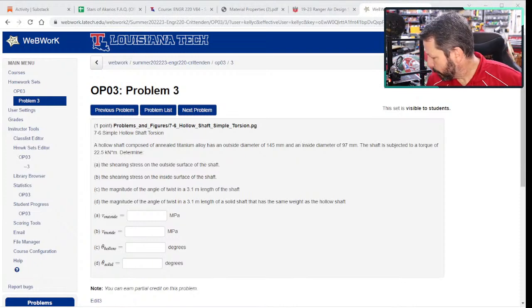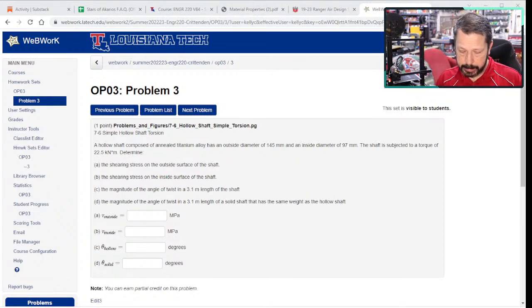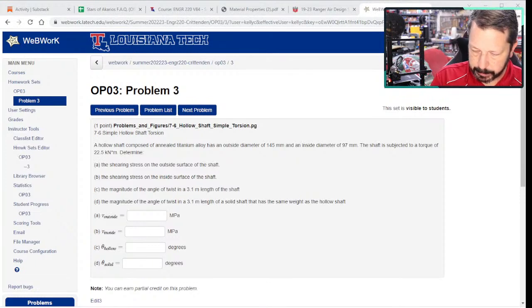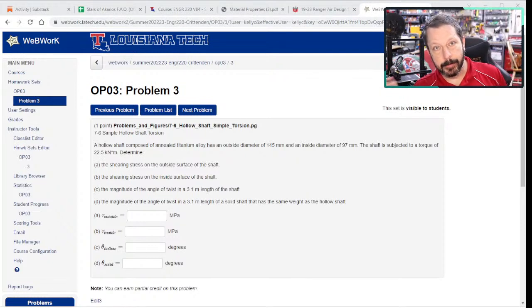So my outer diameter is 145 millimeters. I'm going to convert that to meters, and then I'm going to divide by 2, and I get 0.0725 meters as the outer radius.